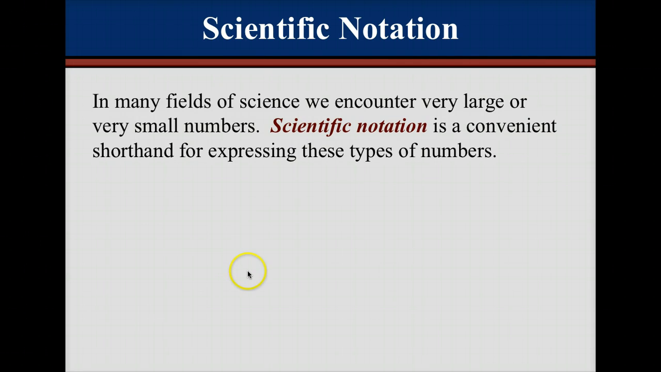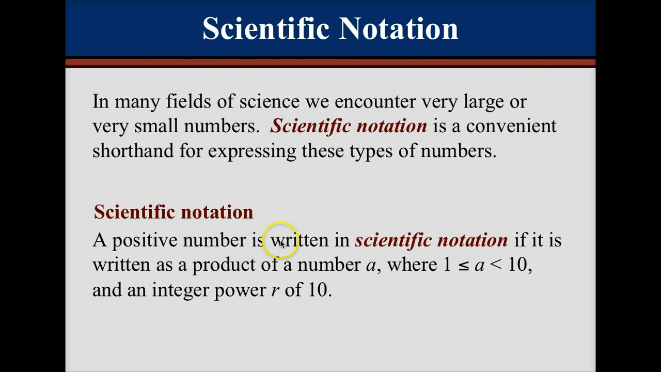Now for scientific notation. In many fields of science, we encounter very large or very small numbers. So scientific notation is a convenient shorthand for expressing these types of numbers. A positive number is written in scientific notation if it is written as a product of a number a, where a is greater than 1 and less than 10, and an integer power r of 10. So a times 10 to the r is how you'll see it written in scientific notation.